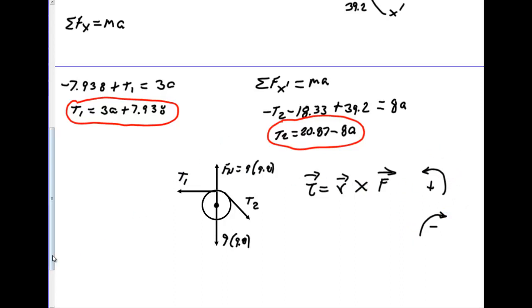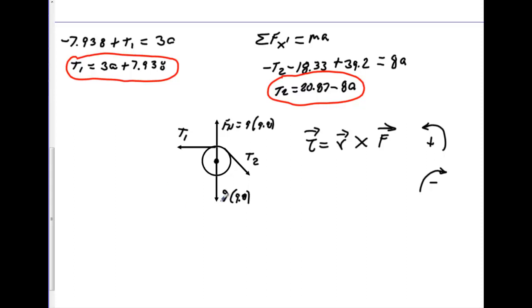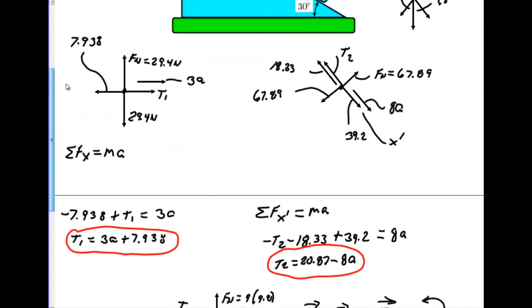So there are a couple of things we know when we talk about torque. We know that the summation of torque is always equal to the moment of inertia times the angular acceleration. So we're going to go back here, we're going to do the computation on torque. Now we need to go find what the radius of that pulley was.